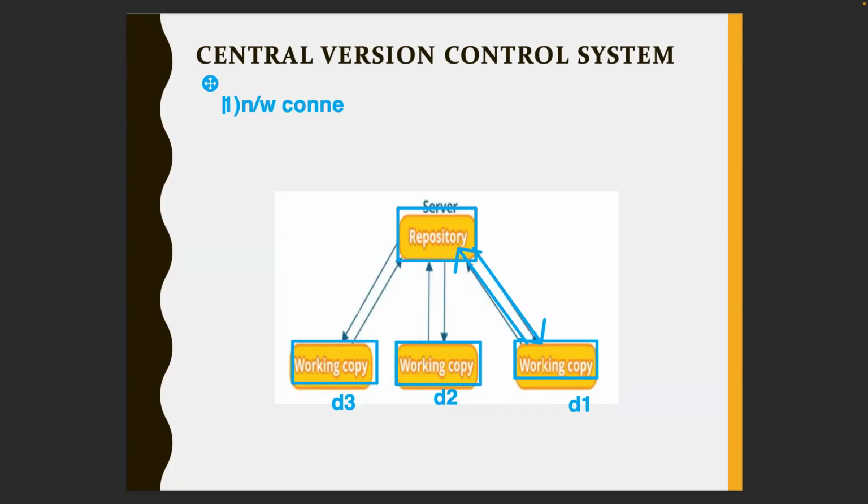Always the network should be intact. If there is any broken network, you may not be able to work with a central server. Entire work would be halted, right? So always network connections should be there.